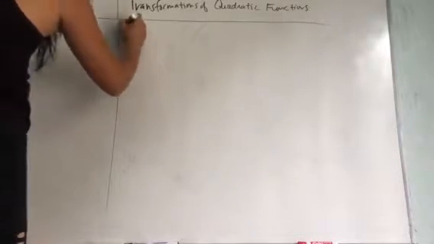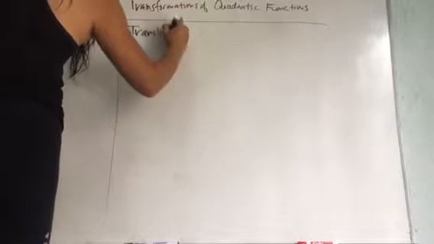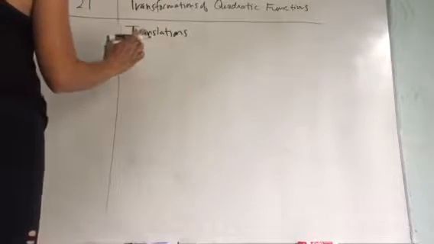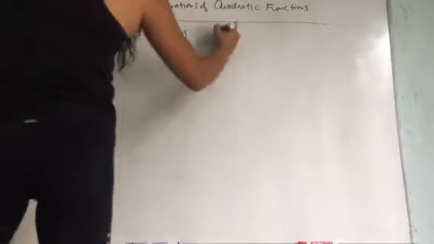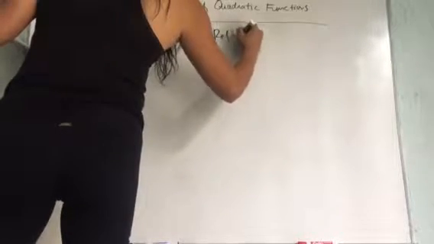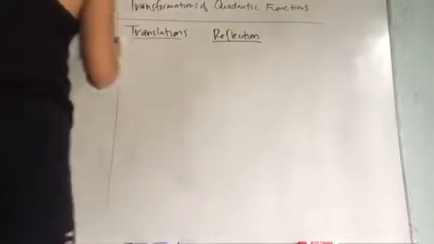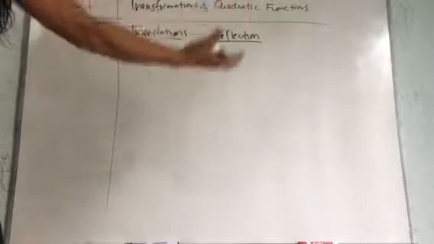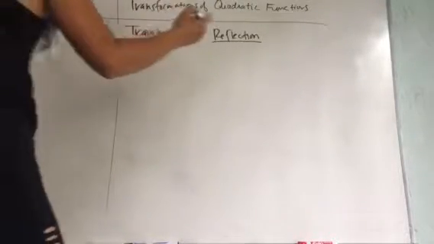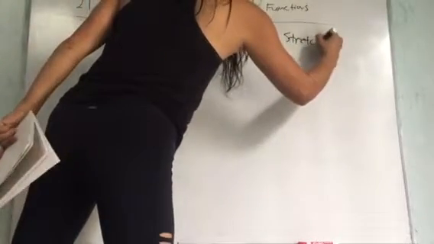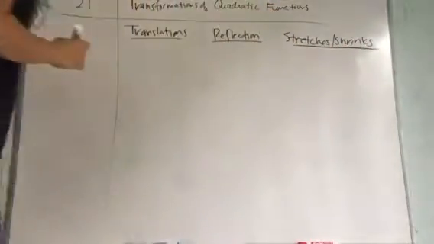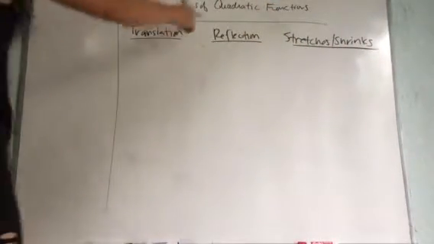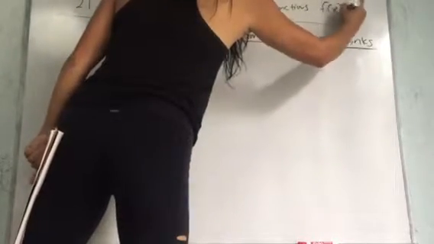The first one is translations. That's where you would shift a parabola right or left or up or down on a graph. The second one is reflections. And the third one is if you shrink it or stretch it, so if it widens or narrows or shrinks. Okay, so I'm going to talk about these three kinds of transformations, particularly with quadratic functions, or f of x is equal to x squared.